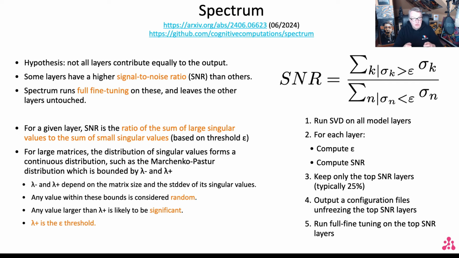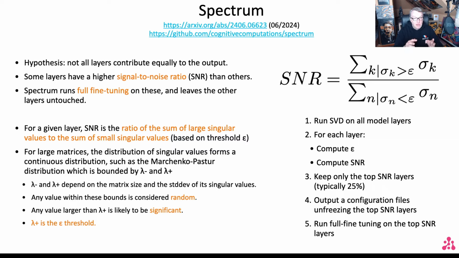This distribution gives us the bounds for typical singular values in very, very large random matrices. They're called lambda minus and lambda plus, and they only depend on the size of the matrix, so the number of columns, number of rows, and the standard deviation of the singular values for that matrix. So very, very simple thing to compute. What we're looking for is the very high singular values, so we set the threshold to lambda plus.